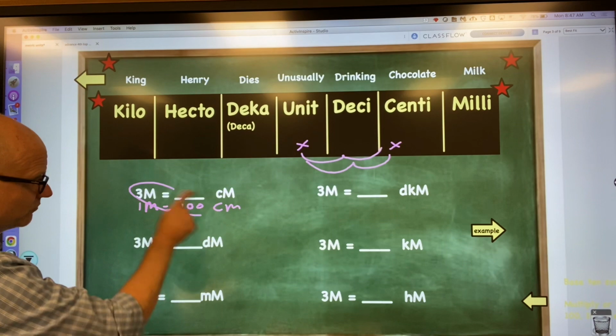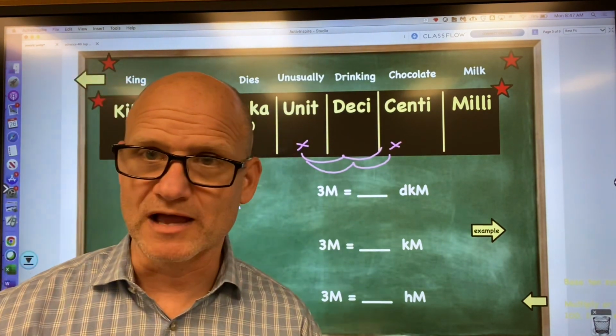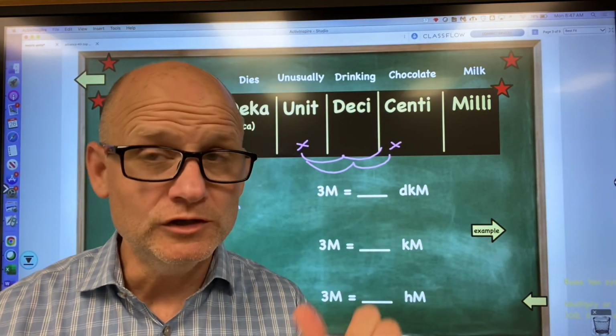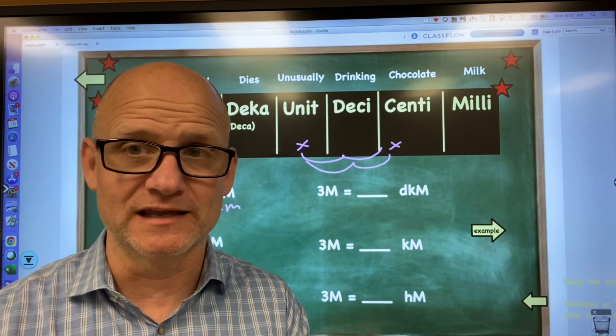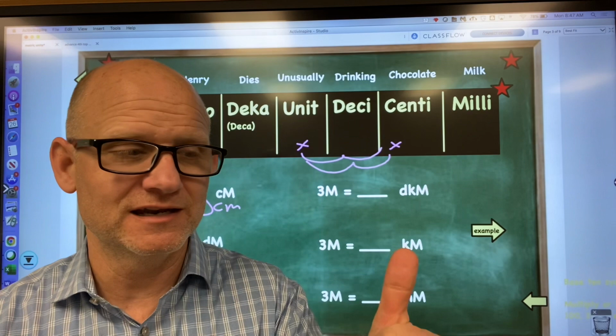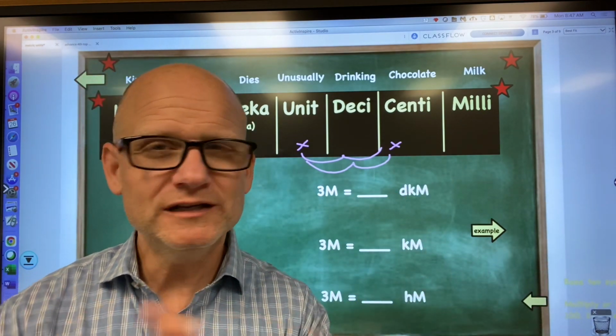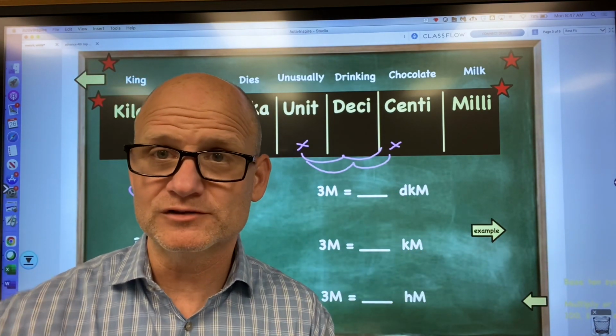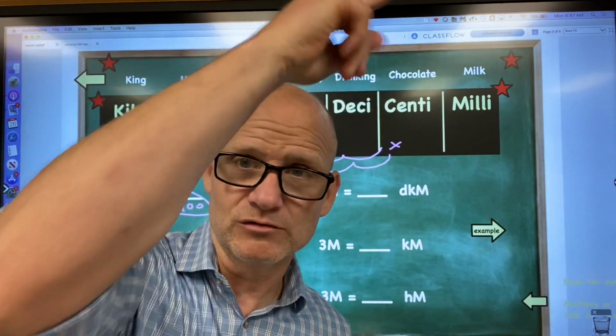And if it goes this way, guess what you do? You multiply. But understand this, guys, you're multiplying by powers of 10. You're multiplying by 10, 100, or 1,000. Or you're dividing by 10, 100, or 1,000. So you don't really need to do any math. Just do the jump around method. Just move the decimal. That's all you got to do.